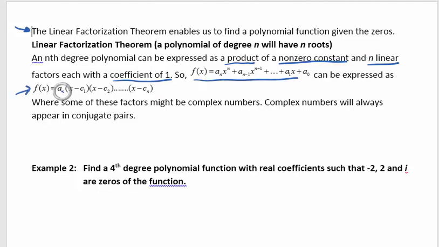So if we started with a polynomial like this, we can express it as something that looks like this. Here's our non-zero constant out front, and we're going to multiply that times however many factors we have, whatever degree that we have here, and we're always going to get a 1 as our coefficient on each of these factors, and we can express that then as a product of these factors. Now sometimes these numbers here will be real numbers, and sometimes these will be imaginary numbers. And I guess that's what we say right here, where some of these factors may be complex numbers. And if we do have a complex number, it's always going to appear in a conjugate pair. So for example, if we have one factor of i, we'll have another factor of negative i there.